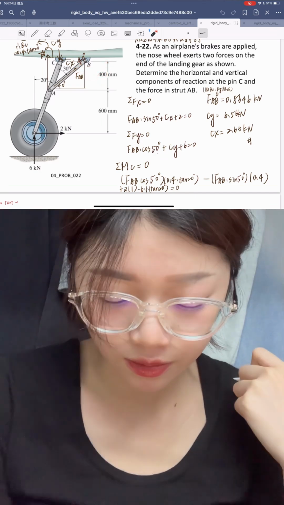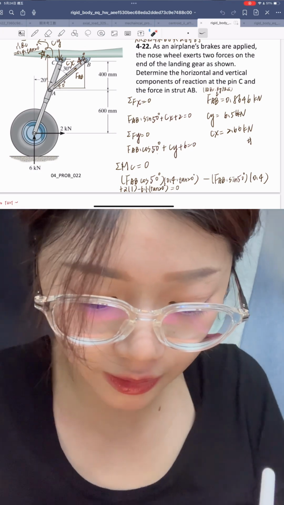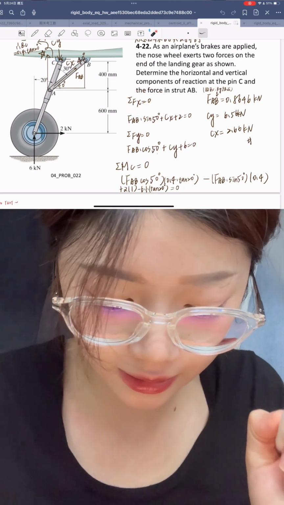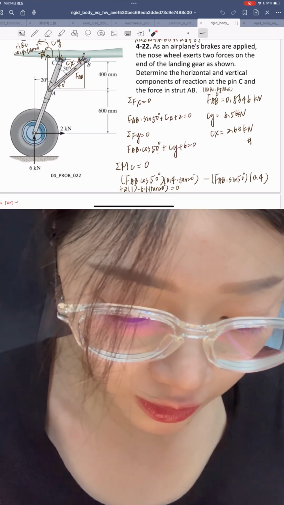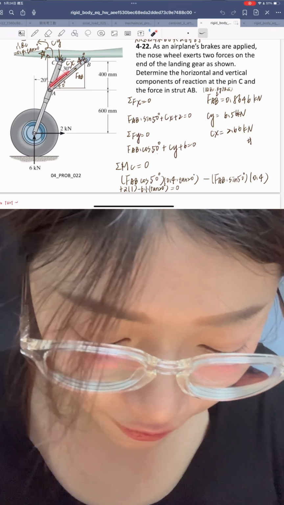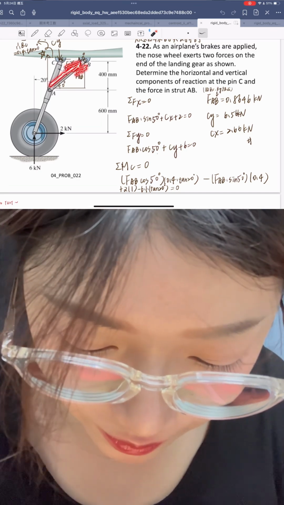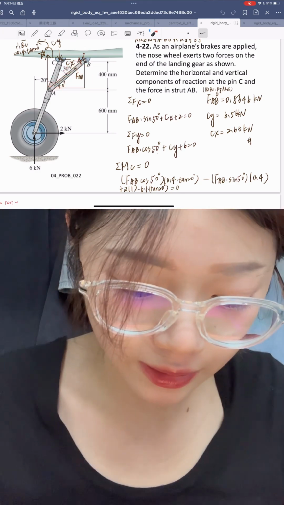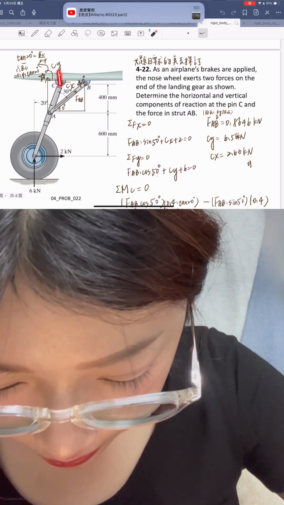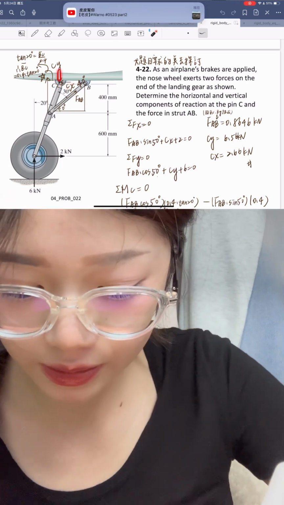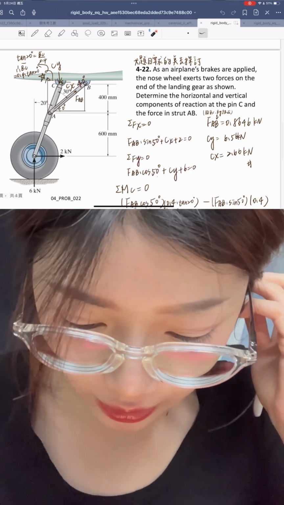So first, we can calculate the force along the X axis, and for the rigid body the total Fx is 0, so we can know the force FB with sine 50 here, and Cx with cosine here. We can know Cy and Cx because this is just for the pin C.